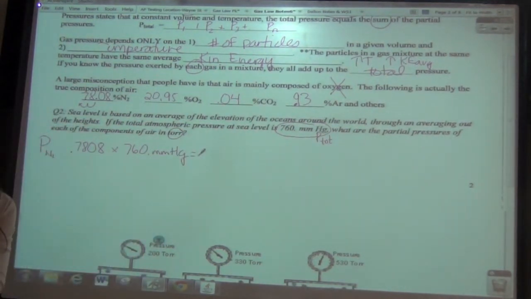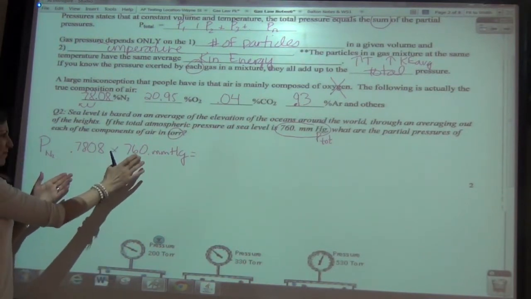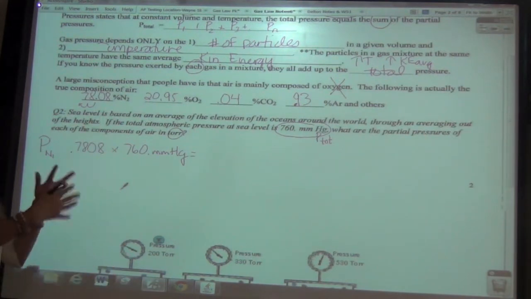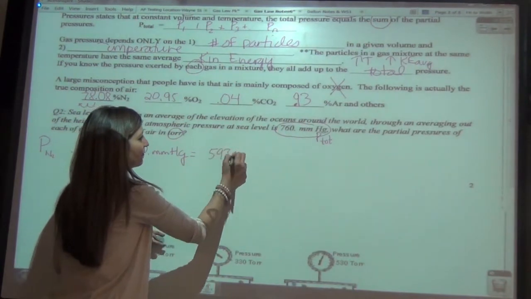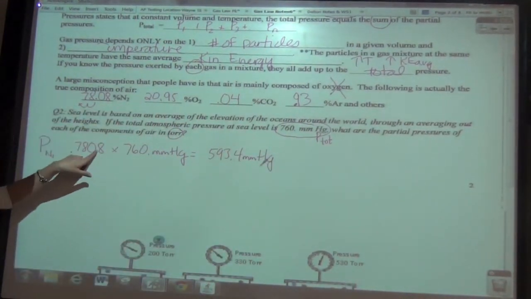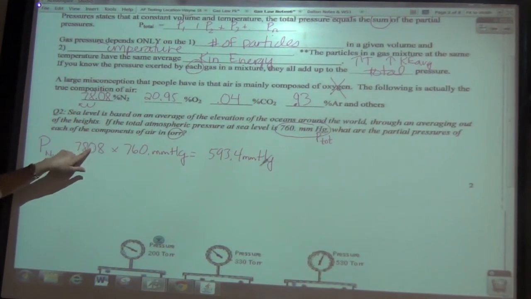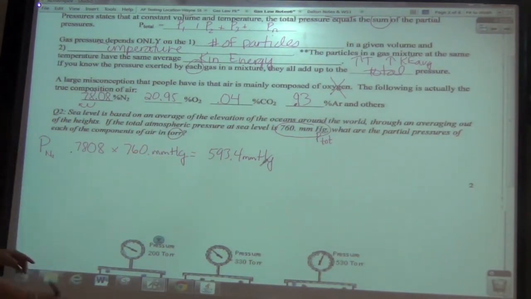So when we do this, we end up getting 593.4 millimeters. Really, it should be 3 sig figs. I'm just going to use 4 just for the sake of adding to make sure that we get the right answer. So 593.4 millimeters of mercury. Because the fraction has no unit, your unit is just going to be whatever the unit is of pressure. So now let's try the PO2. What do we do for the PO2?